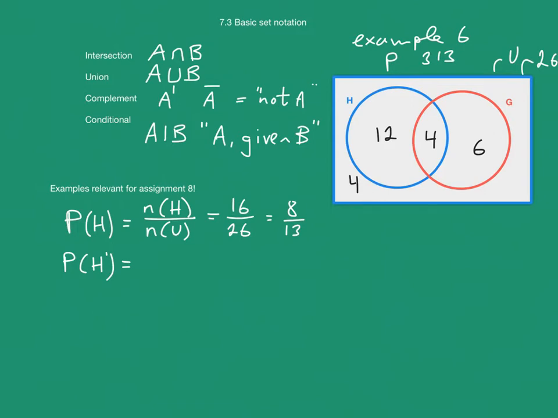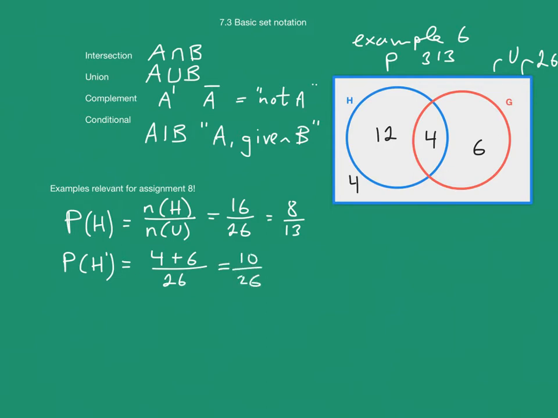Now the probability of not H, or H complement, is going to be the probability of anything outside H. And we can see that this is the same as these 6 and these 4. These are the ones outside. Now we can write that as 4 plus 6 divided by 26, which is the same as 10 over 26.